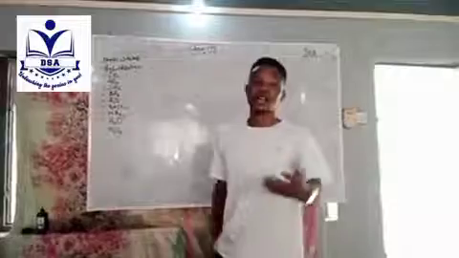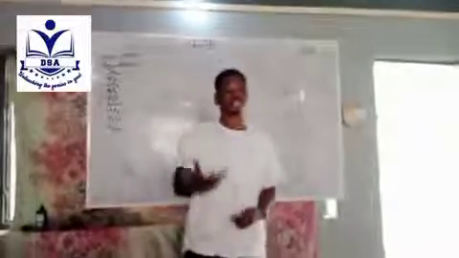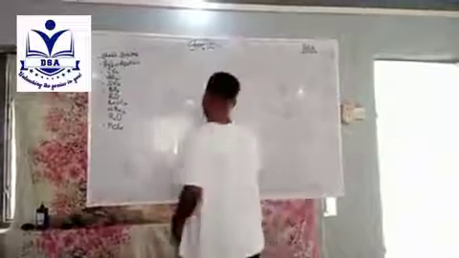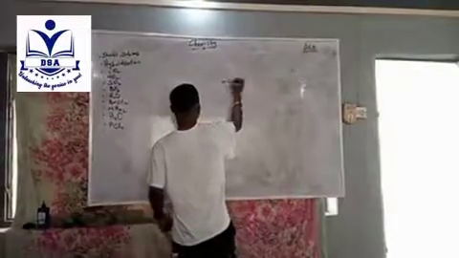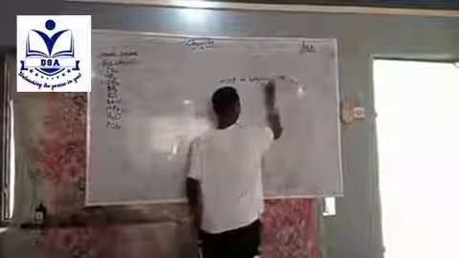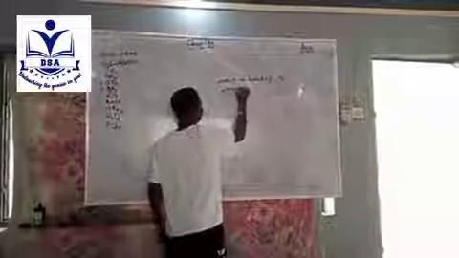So talking about hybridization, what is hybridization? Hybridization is the mixing or blending of what? Atomic orbitals. Mixing or blending of atomic orbitals.